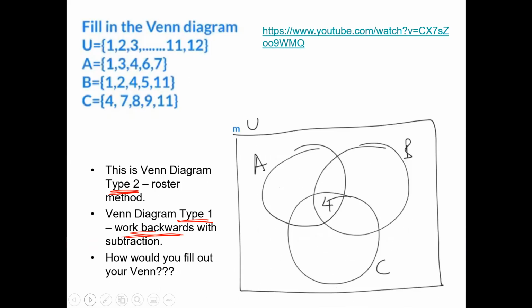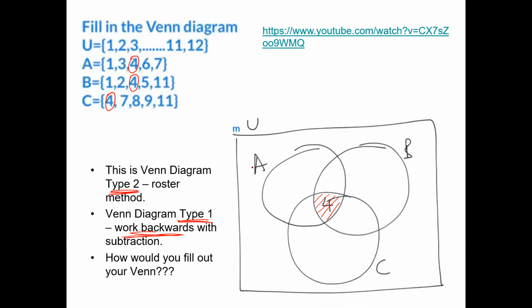So here we go. Here I have A, B, C, they're overlapping, and the outside of it is U. Okay, so what do we all share between A, B, and C? I see that they share 4. So the number 4 stays right here in the center.